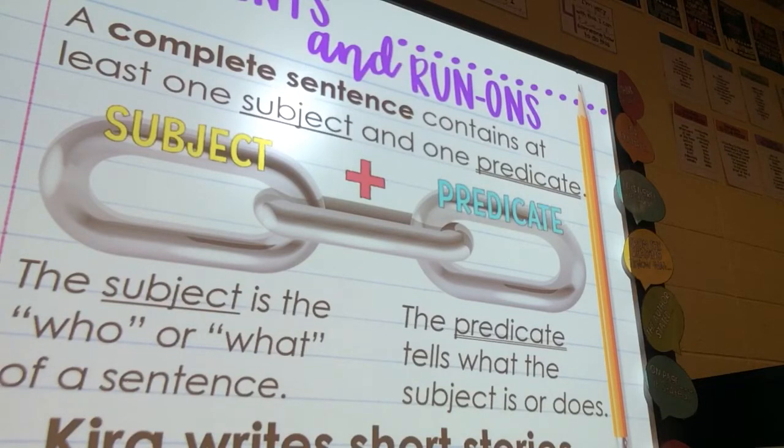This is a review. We already know this. Now we're about to get into the new information. And it might not be new to you, but it's definitely new to 4th grade because we haven't gotten this far to talk about it yet.